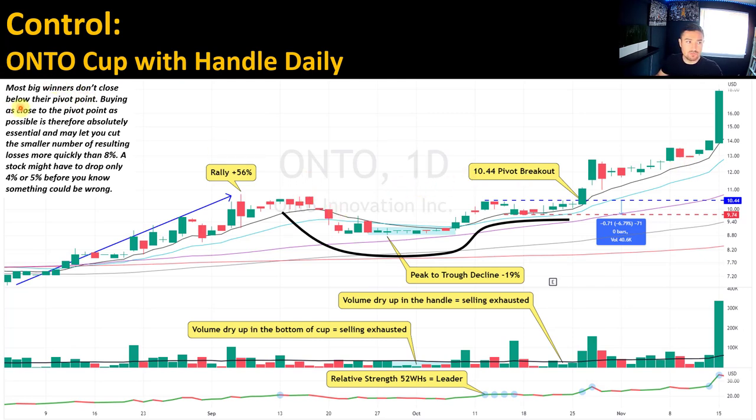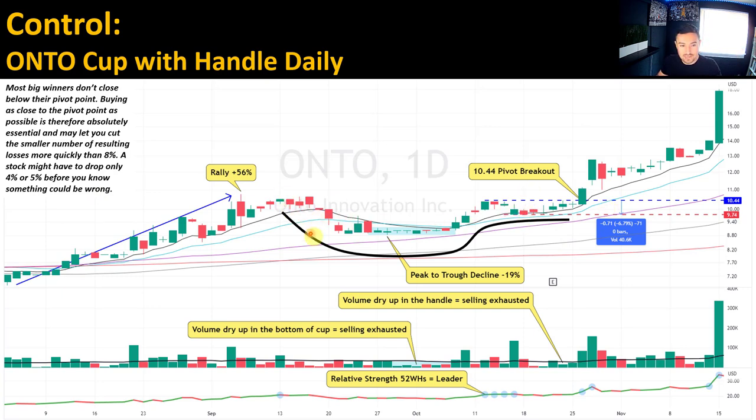Most big winners don't close below their pivot point. Buying as close to the pivot point as possible is therefore absolutely essential and may let you cut the smaller number of resulting losses more quickly than 8%. That's the point I was making on the ASOS chart. A stock might have to drop only 4 or 5% before you know something could be wrong. So in this instance here, it's a little bit more. It's 6.79%, so closer to 7%, because the bottom of the handle is a little bit deeper.